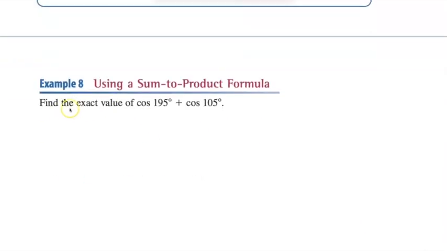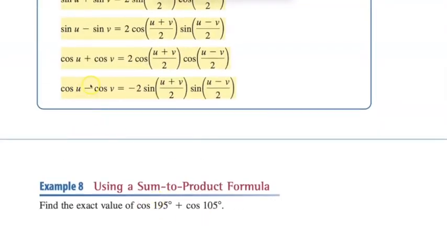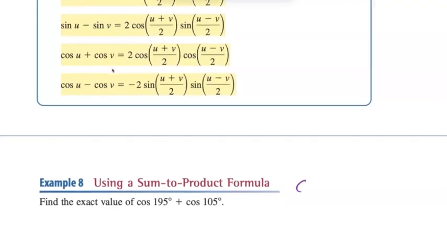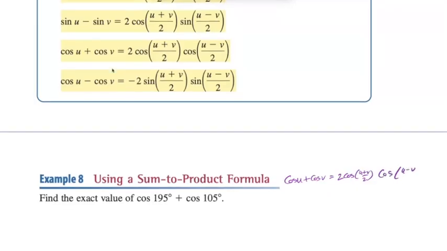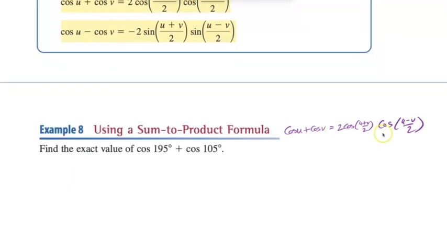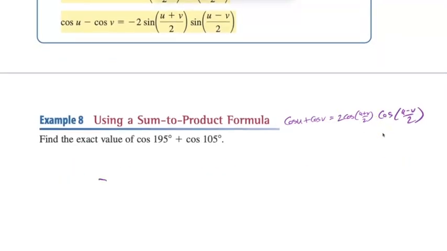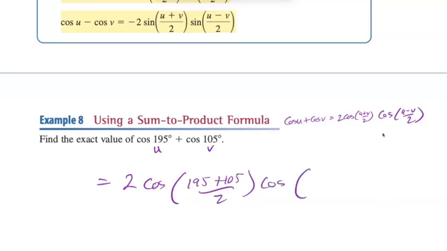You have a sum or a difference and you want to make it into a product. Here's an example. We're going to find the exact value of cosine 195 plus cosine 105. Again, we just got to find the formula that works. That's this one. The formula is cosine u plus cosine v is 2 cosine of (u plus v) over 2 times cosine of (u minus v) over 2. That's from a sum to a product. All we do is type it in the way we see it. This is my u and my v: 2 cosine of (195 plus 105) divided by 2, times cosine of (195 minus 105) divided by 2.